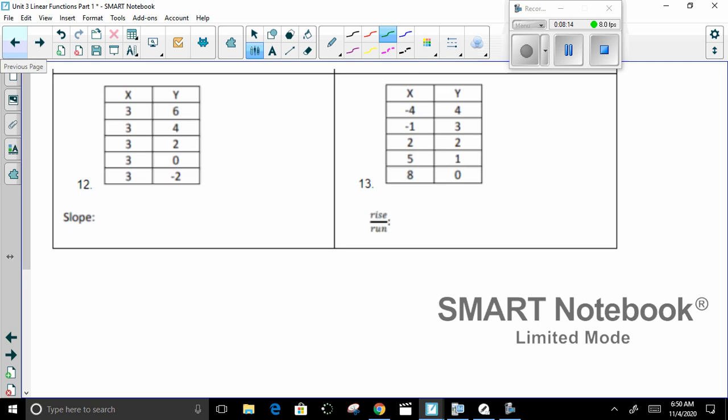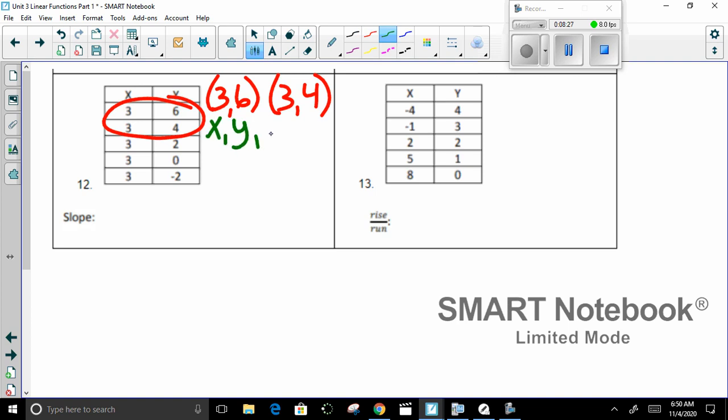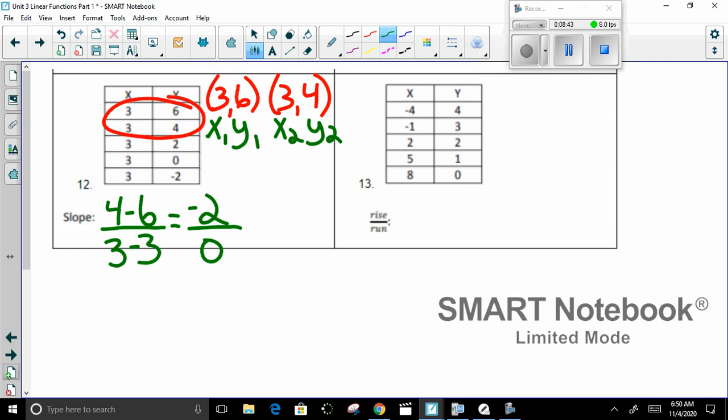All right, 12. Find the slope of that. All right. I'm going to use the first 2 again. See if you notice anything as we're writing this down, because you may. Remember, your first point is x1, y1. Your second point is x2, y2. So if I do my slope, my second y value minus my first y value, divided by my second x value minus my first x value. So 4 minus 6 is negative 2. 3 minus 3 is 0.